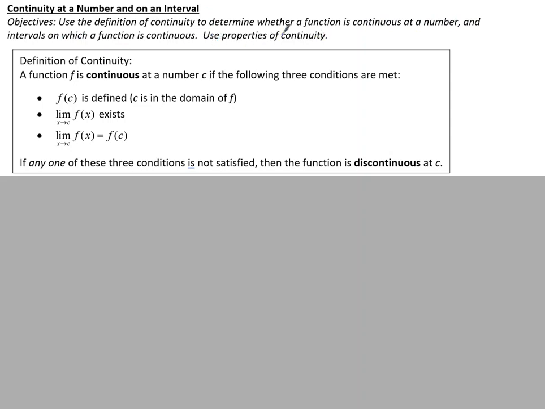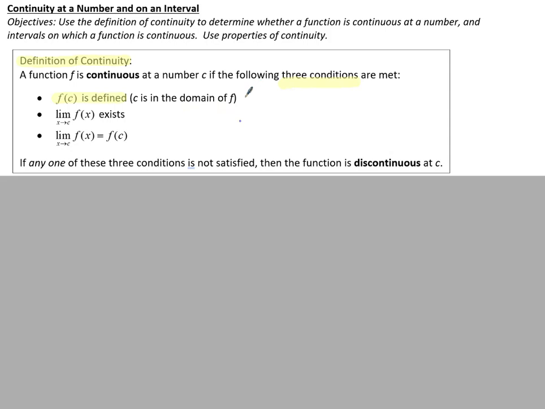Let's begin with the definition of continuity. Now, it's very important that we know and are able to use this definition anytime we are trying to figure out or prove if a function is continuous. A function f is continuous at a number c if the following three conditions are met. Notice that it is all three conditions that must be met. First, f of c is defined. Another way to say that is c is in the domain of the function f.